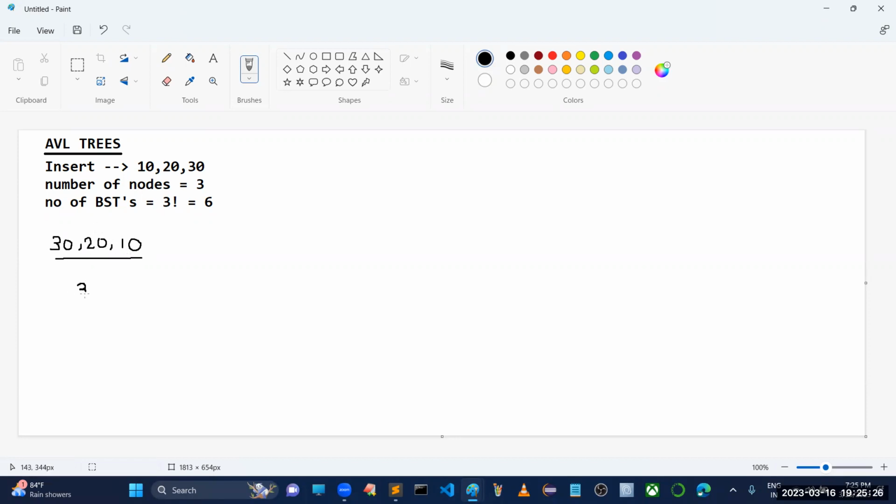Sir, first, if you insert 30, 30 will become the root node. What about its left child? 20 will become its left child. Again, if you insert 10, it will become its left child. Immediately, you have to calculate the balance factor. Node 10's balance factor is 0. For node 20, the left height is 1 and the right height is 0, so it will become +1. For node 30, the left height is 2 and the right height is 0, so it will become +2.